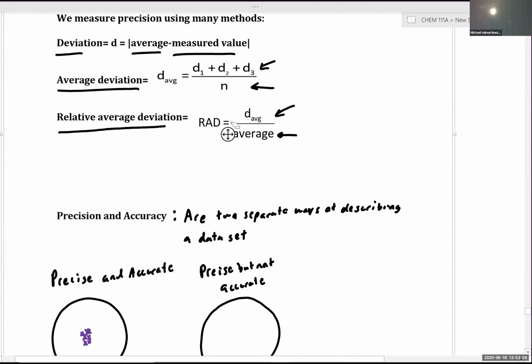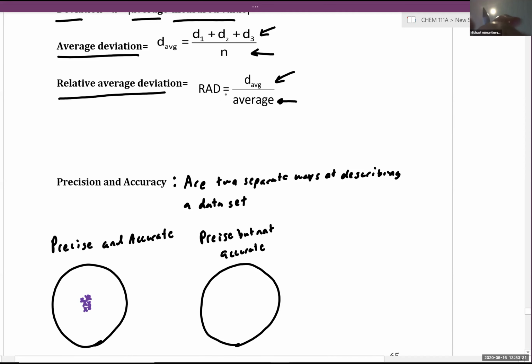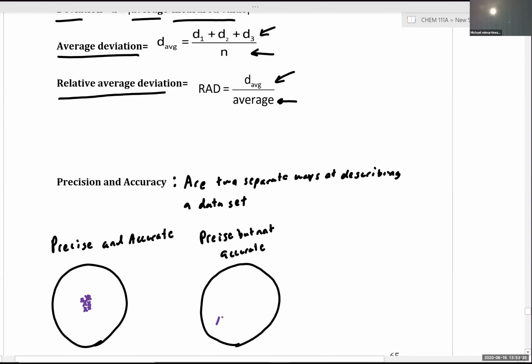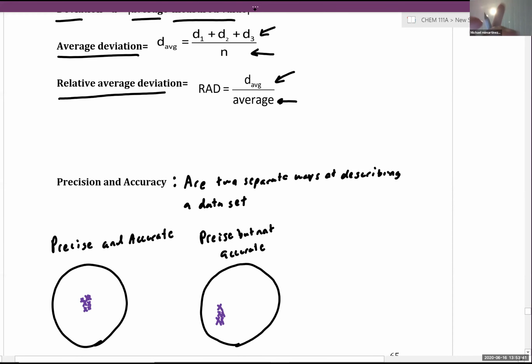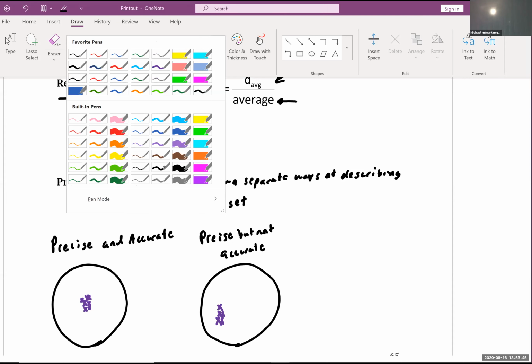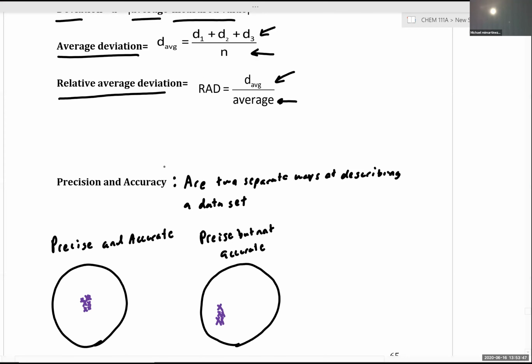So for example, a precise but not accurate data set would have your data closely clustered in one location, but it would not be very close to the true value. It's pretty rare for students to have those kinds of data sets without making a calculation error.